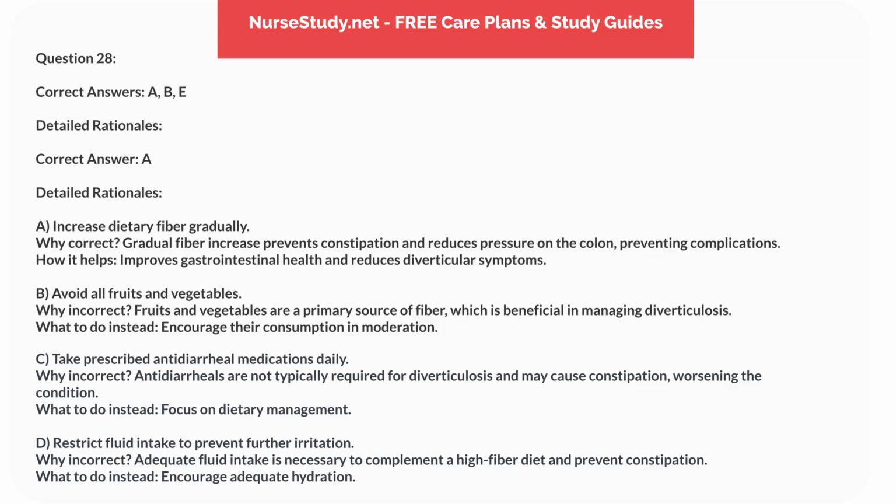B. Avoid all fruits and vegetables. Why incorrect? Fruits and vegetables are a primary source of fiber, which is beneficial in managing diverticulosis. What to do instead: encourage their consumption in moderation. C. Take prescribed antidiarrheal medications daily. Why incorrect? Antidiarrheals are not typically required for diverticulosis and may cause constipation, worsening the condition. What to do instead: focus on dietary management.